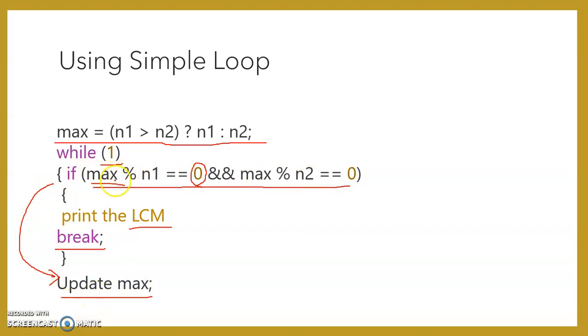In the next iteration, if this condition goes true, then we will enter here and we will print the LCM. And since this condition is always true, we need to break out of it somewhere. To break the loop, we are using the break statement, so that we will come out of the loop and end the program.